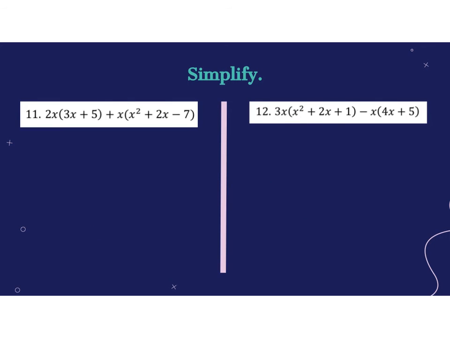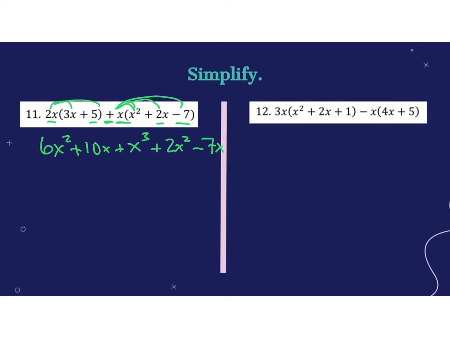Number 11, so let's take our 2x and distribute it into the 3x plus 5, and then this x is going to go to the x squared, the 2x, and the negative 7, all the way across. So 2x times 3x is 6x squared. 2x times 5 is 10x. In the second set, x times x squared is x to the third, so I have a plus sign in the middle because of that plus sign. And then x times 2x is 2x squared, and x times negative 7 is negative 7x.